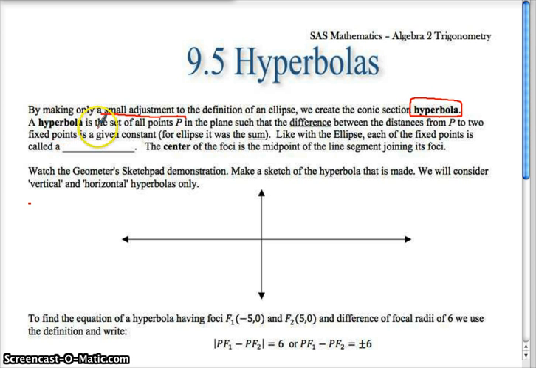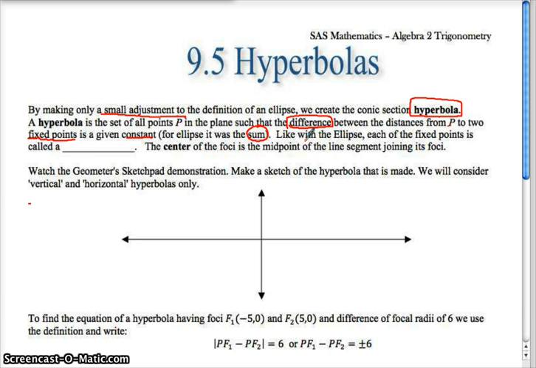A hyperbola is the set of all points P in a plane such that the difference between the distances from that point P to two fixed points is a given constant. So that difference never changes. It is a constant. Now if you recall, in an ellipse, that was a sum. So we added those up and we got a constant sum. Here we're going to take the difference between them and get a constant difference.